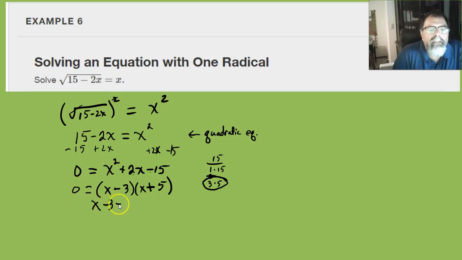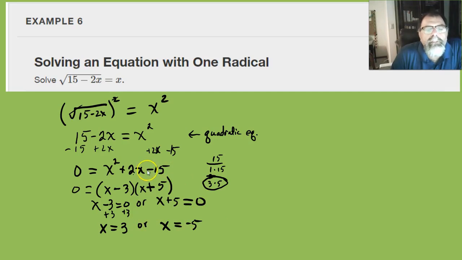Okay, so I've got it factored equal to 0. By the zero product property, I'm going to set each factor individually equal to 0 and then solve that. So I'm going to add 3. Again, I could just move it, change the sign. If I move it, change the sign, that'll be negative 5.